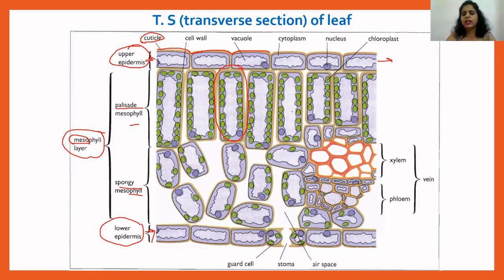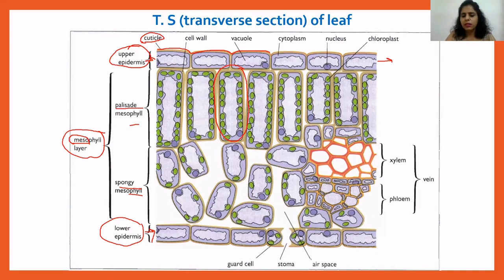These palisade mesophyll cells are long and elongated. They are tightly packed and arranged end to end. And these spongy mesophyll cells are oval shaped and loosely packed. There are large air spaces present between these spongy mesophyll cells.